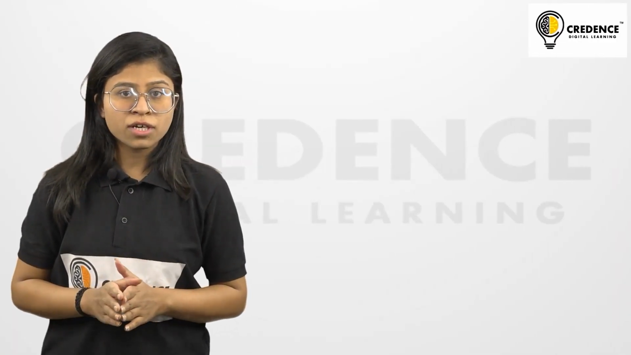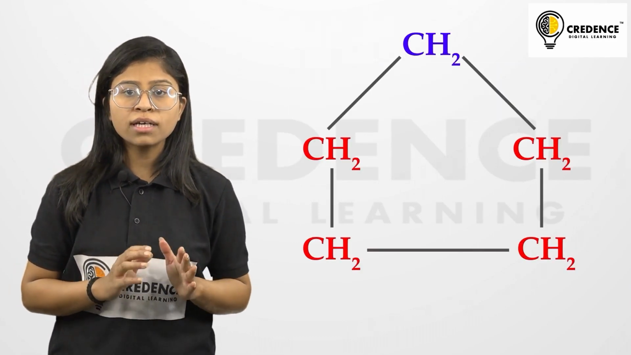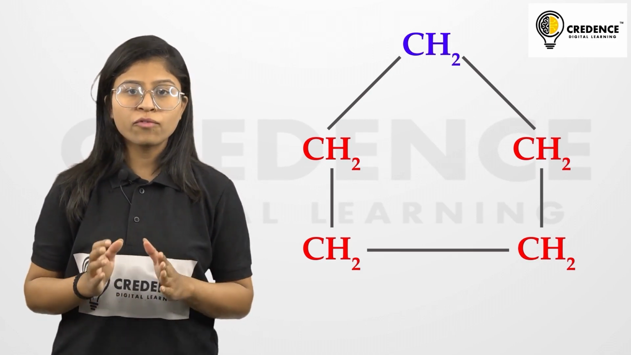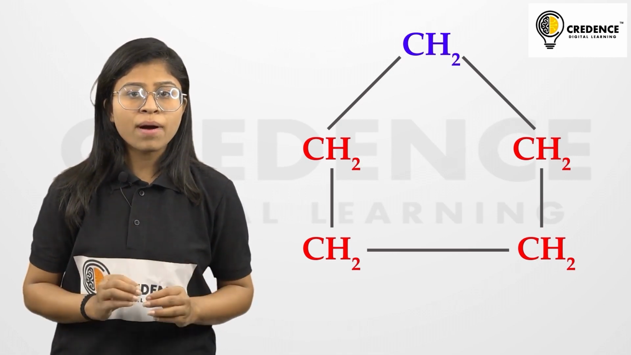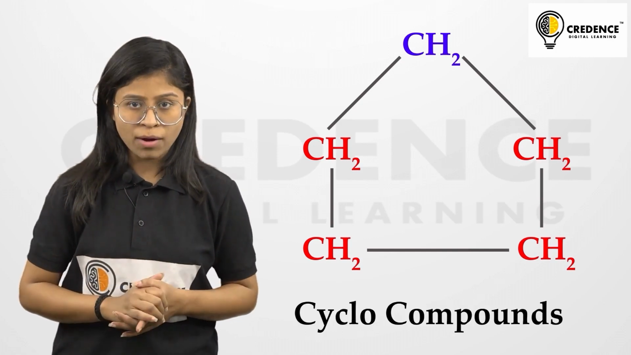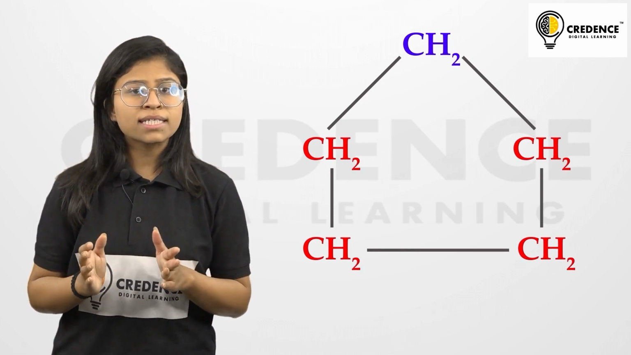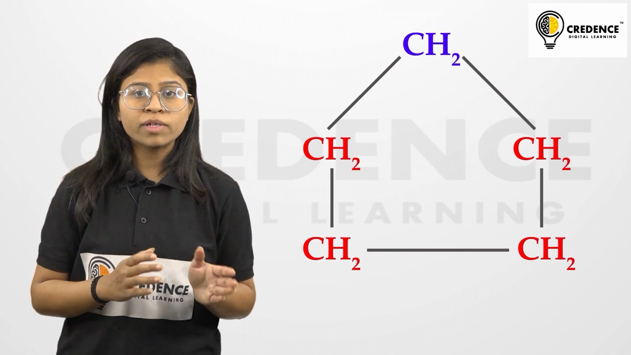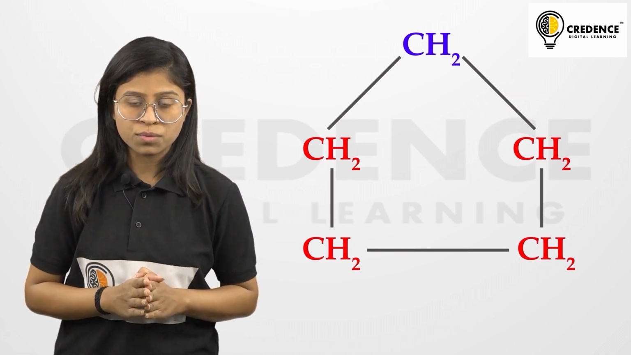Now the third structure we are going to see is the ring structure. Here you can see that all the atoms are arranged in the form of rings, as we can see here on the screen. And when the compounds or the atoms are arranged in rings, they are called cyclo-compounds. So it's not like compounds can be arranged only with single bonds. The compounds or the atoms can be arranged by the double bond as well as the triple bond also.